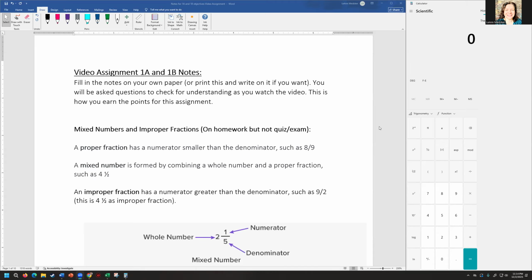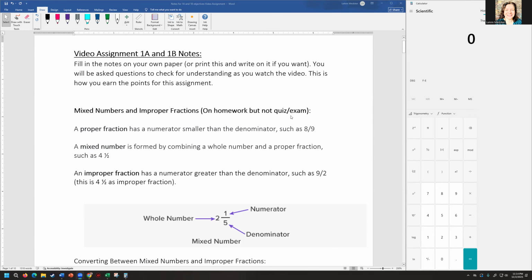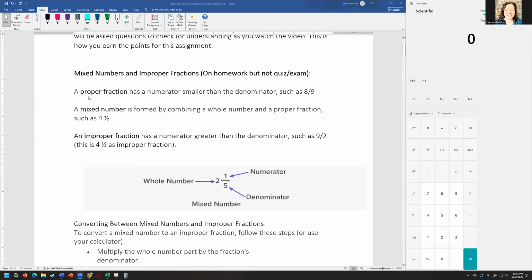This is the WWW assignments that are listed out in your syllabus. This is what they are. So we're going to start off with a mixed number and improper fraction review. Note that this is on the homework, but not on any quizzes or exams. So we just want to make sure we have some terminology down.